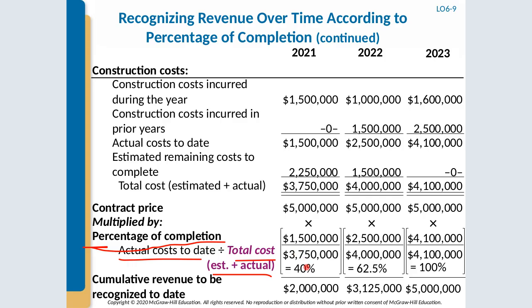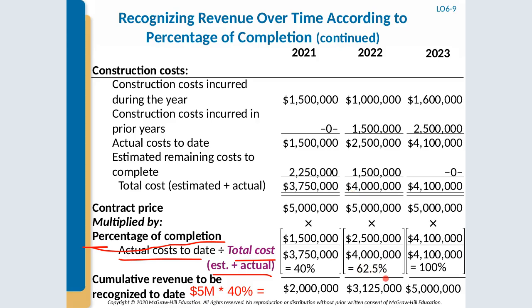Okay, this is the work that we've done. We've done 40% of the work. And so we're going to multiply the 5 million by the 40%, and that's where the 2 million comes from, okay, for 2021. So we take our 5 million and multiply it by the rate to arrive at the 2 million, okay? And then for 2022, again, we take our actual cost divided by total cost, we arrive at the percentage.